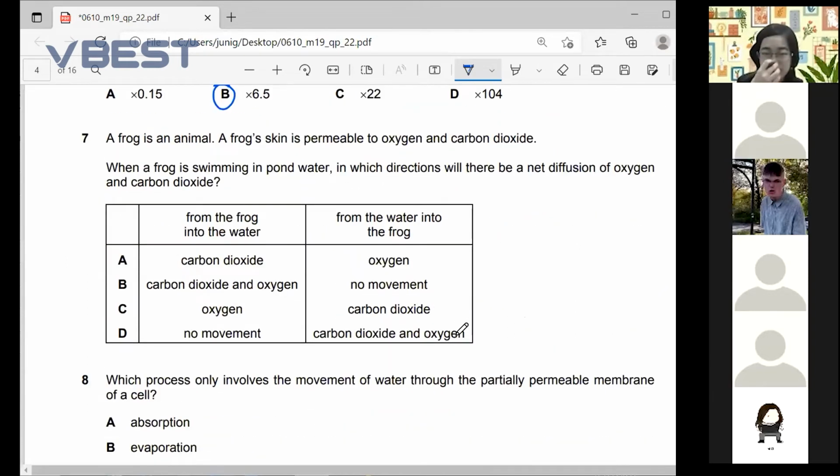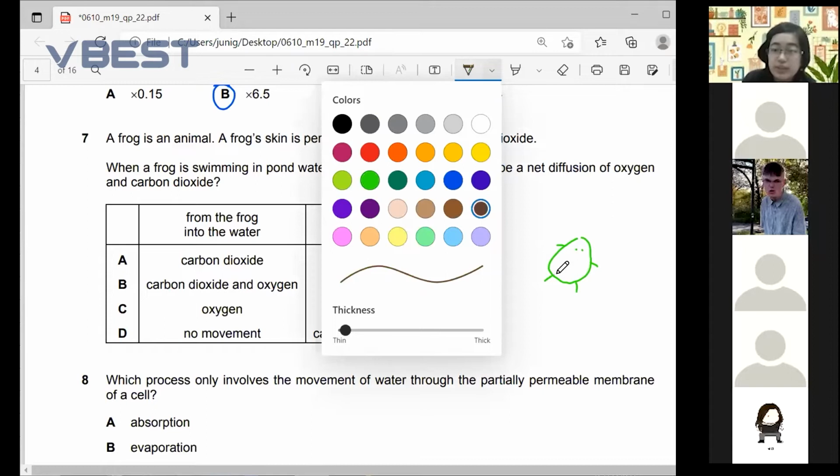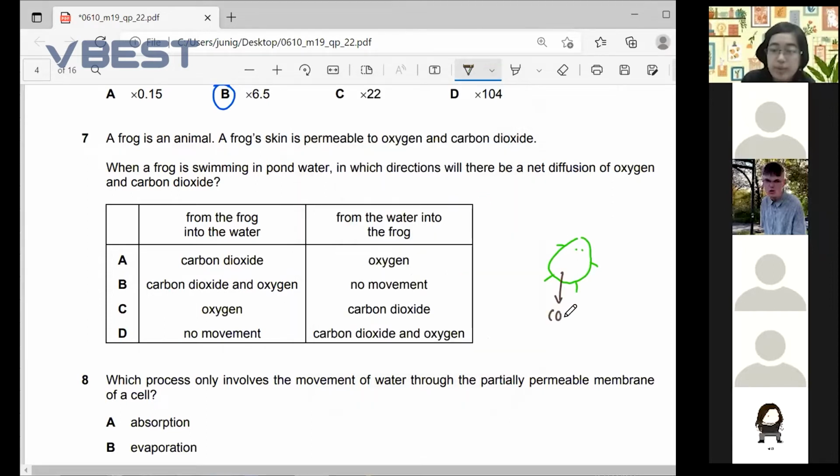Number 7, frog is an animal. Frog skin is permeable to oxygen and carbon dioxide. When a frog is swimming in pond water, in which directions will there be a net diffusion of oxygen and carbon dioxide? Everyone's saying A. From the frog into the water. Let's draw. This is the frog into the water. You say carbon dioxide is moving from the frog into the water. Yes, this is true.